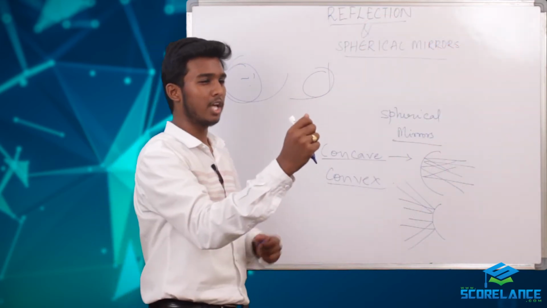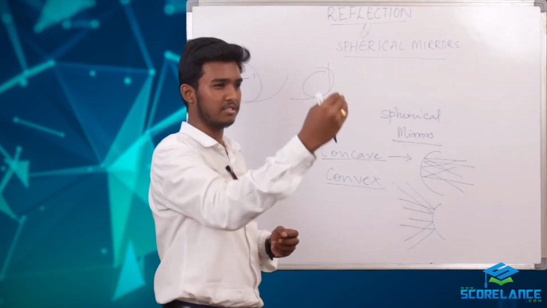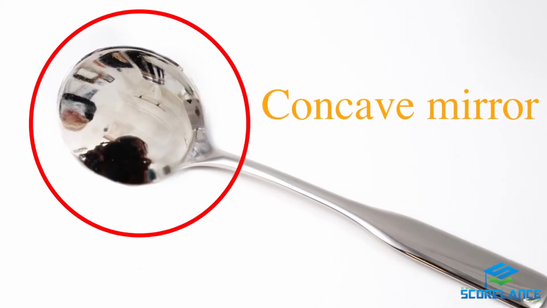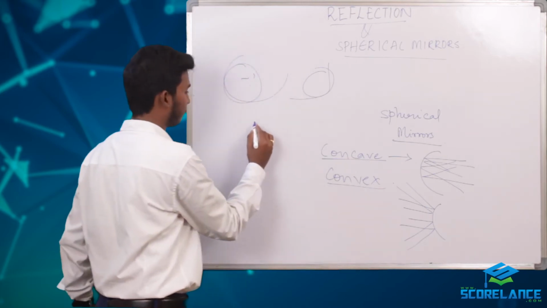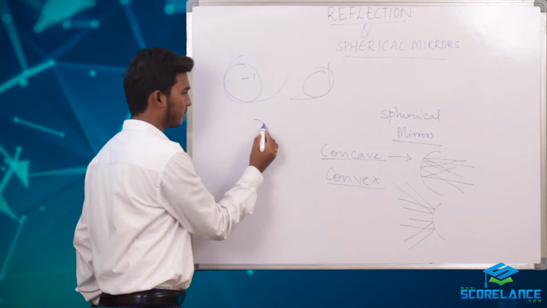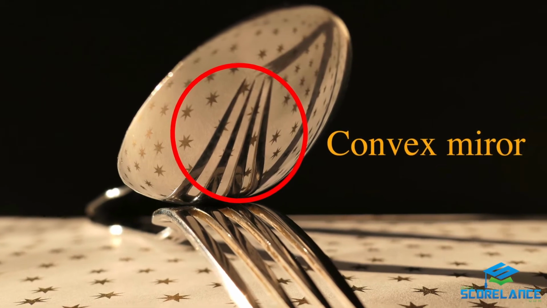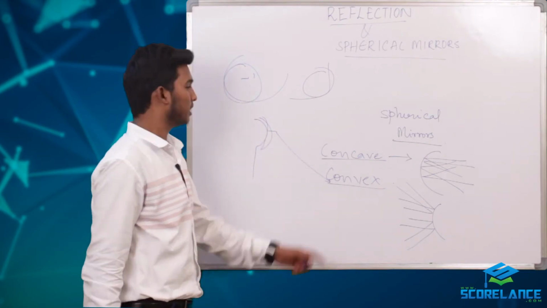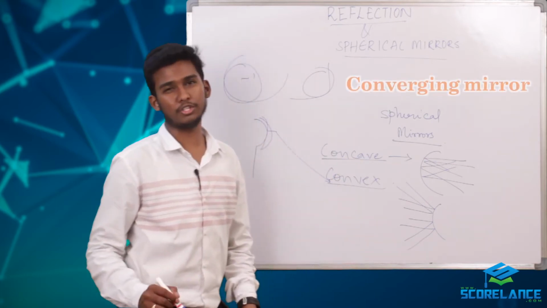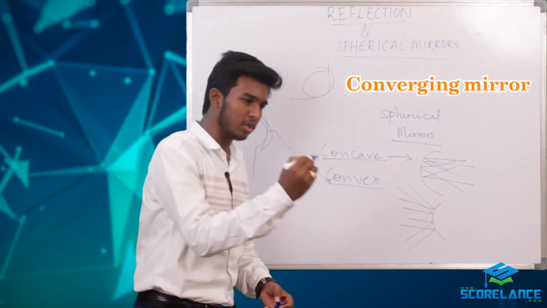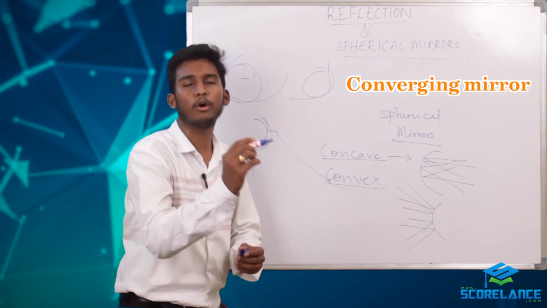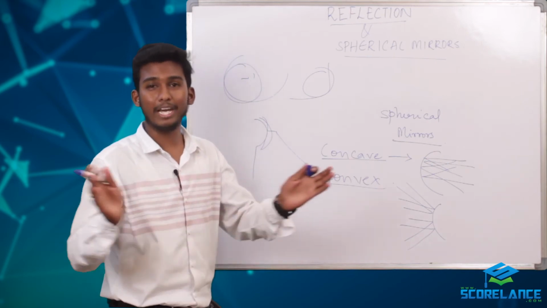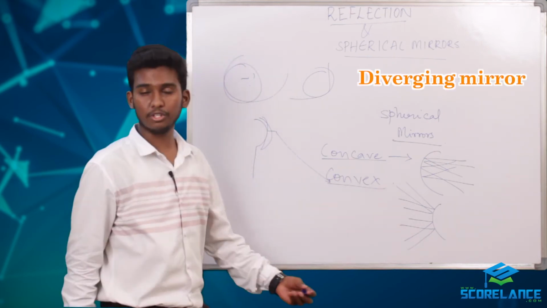Whenever you look at this part, the reflecting surface is inside and it represents a concave mirror. If this is the spoon, the outside acts as a convex mirror and the inside acts as a concave mirror. This concave mirror is called a converging mirror because the light rays which fall on the mirror will converge to a point called the focus. The light rays which fall on a convex mirror will be diverged, so it is known as a diverging mirror.